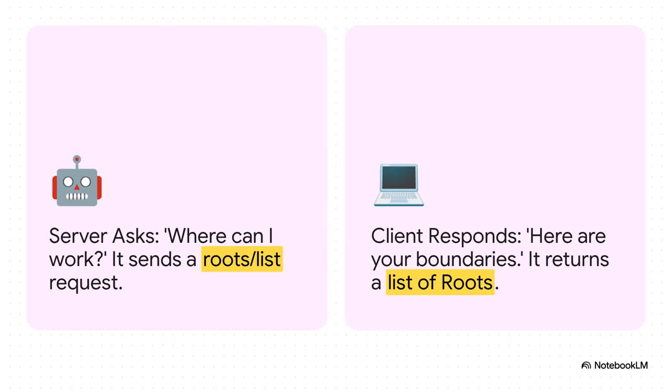And this handshake is so straightforward. The AI server basically asks, using a little message called roots/list, hey, where are the approved work areas? And your computer, your app, answers right back with the list of folders, the roots, that you've okayed. That's it. It's a completely open and transparent conversation.